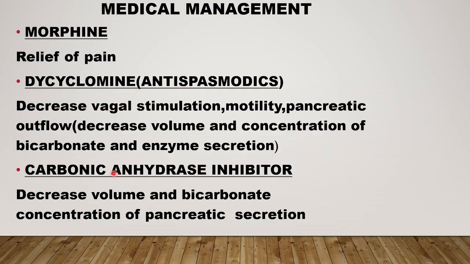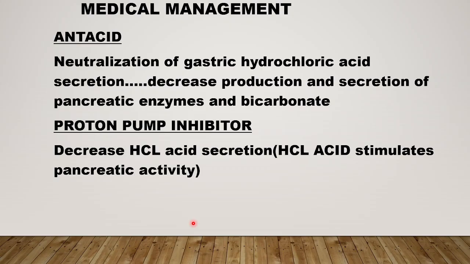Another drug is a carbonic anhydrase inhibitor. It also decreases the volume and bicarbonate concentration of pancreatic secretion. Then antacid. How does an antacid act? It neutralizes gastric hydrochloric acid secretion and also decreases the production and secretion of pancreatic enzymes and bicarbonate.